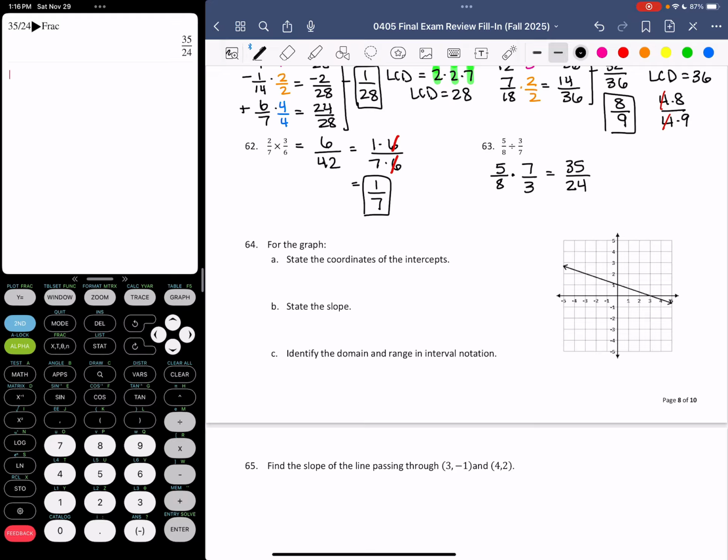Now, you can obviously tell looking at the numbers as they are initially. I mean, 5 has nothing in common with 8 and 3. 7 has nothing in common with 8 and 3. And therefore, this would be fully simplified at the end, right? So, yeah, there we go. All right, number 64.